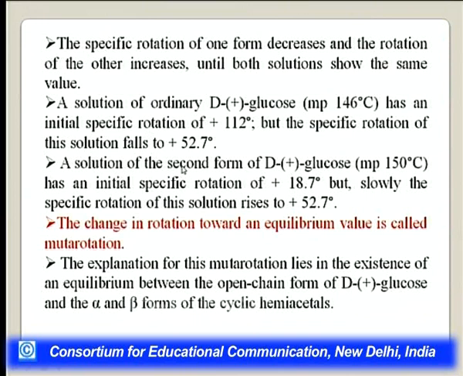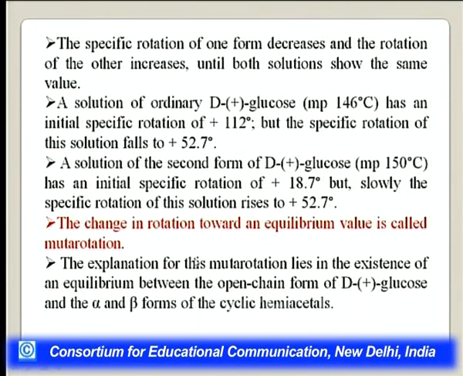A solution of the second form of D-glucose with melting point 150 degrees Celsius has an initial specific rotation of plus 18.7 degrees, but slowly the specific rotation of this solution rises to 52.7. So you can see one value decreases and one value increases. The change in rotation towards an equilibrium value is called mutarotation.